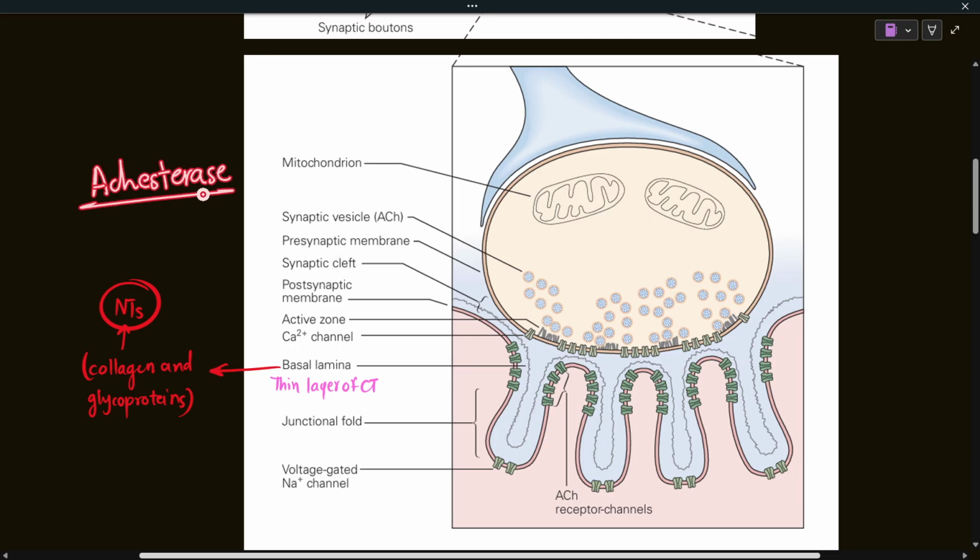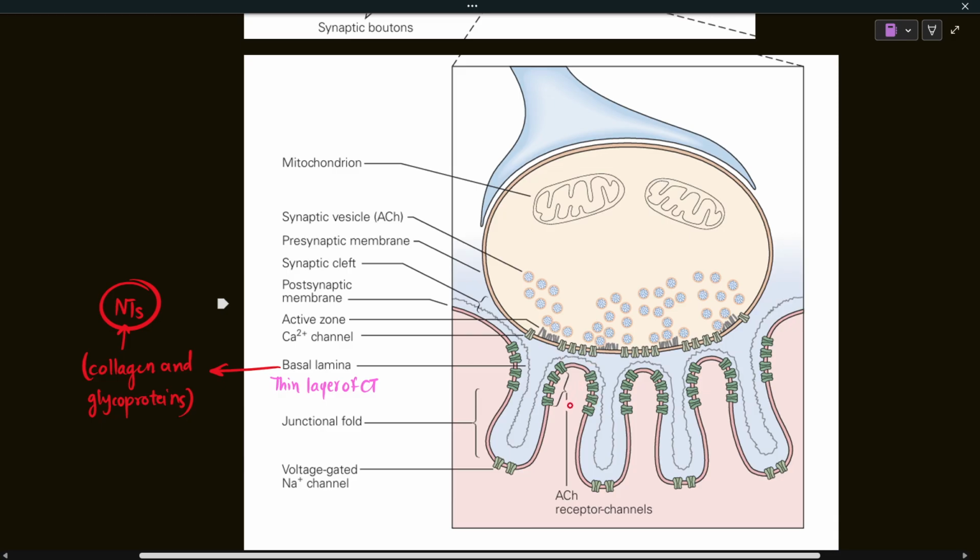I'm writing the short form here. This acetylcholine esterase hydrolyzes acetylcholine into acetate and choline. So this inactivates the signaling and ensures that overstimulation won't happen. Once the signal has reached the muscle fiber and the muscle has contracted and done its job, now you need to stop the signaling, and this is where the enzyme plays a role.